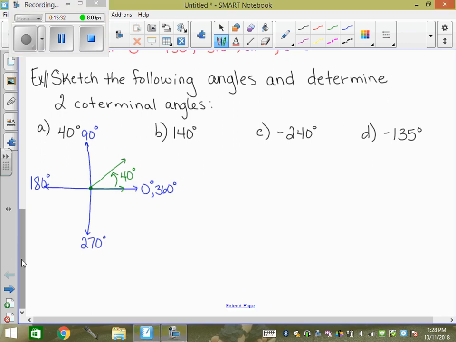Okay. So we have 40. Coterminal to it, you could go 40 plus 360 and you get 400. You could add another 360 and you'd get 760. Or you could subtract 360 from it and you get negative 320. Or you could subtract another 360 and get negative 680.